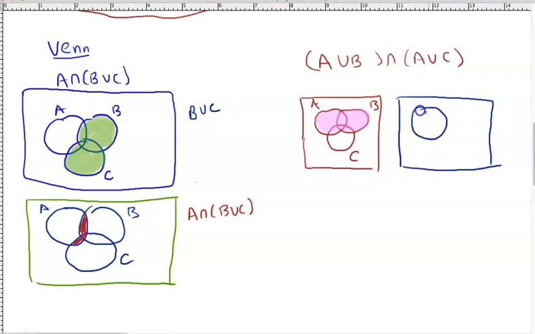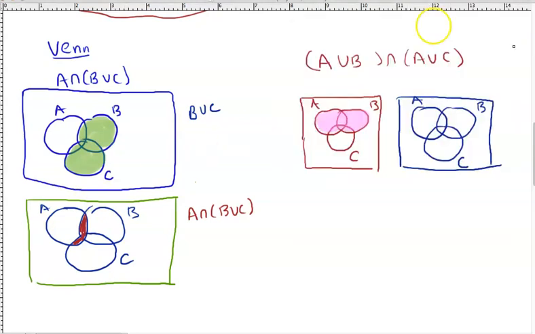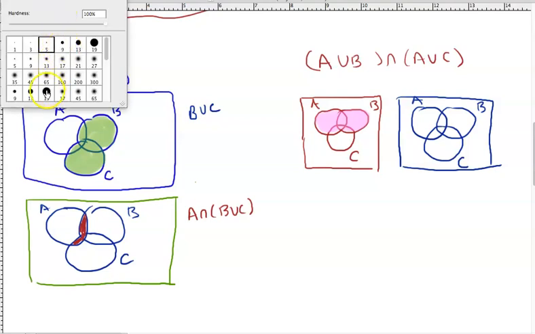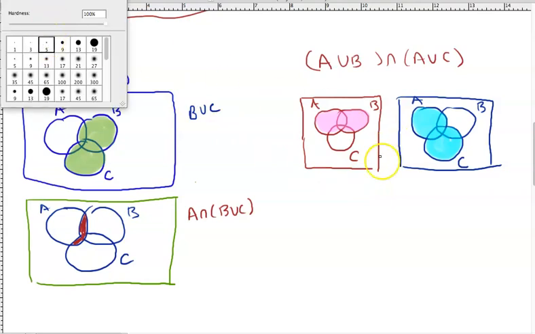Now let's draw the A union C diagram. So we have A and B and C. All right, and now I need to shade. Oh, I like this color. It's pretty. All right, everything in A and C, right here. Okay, cool. So now we need to put these together and find the intersection between these two.